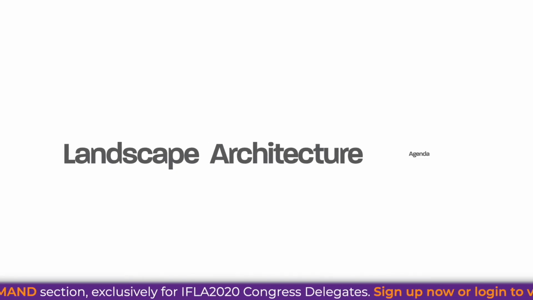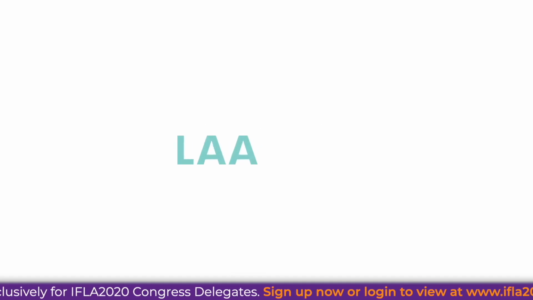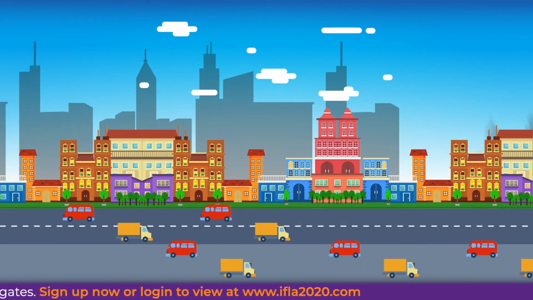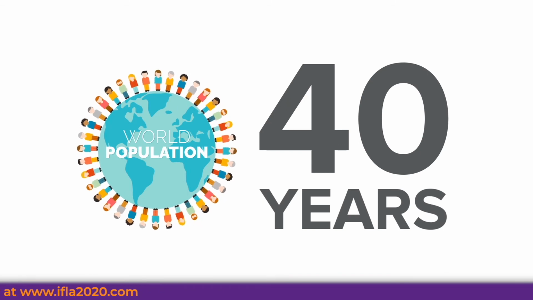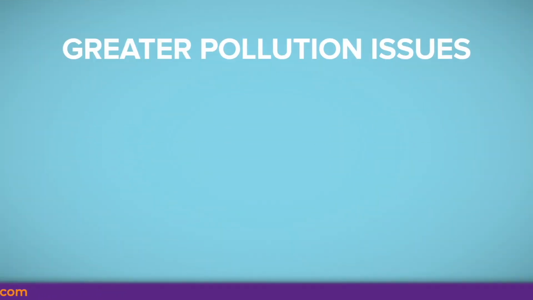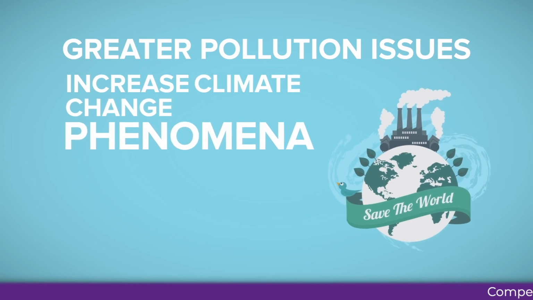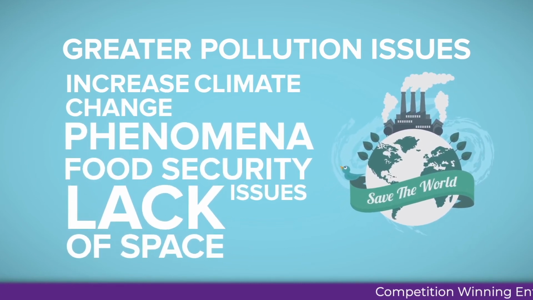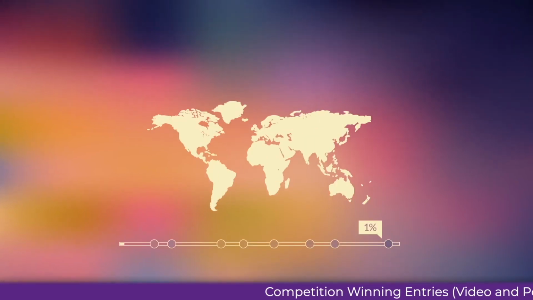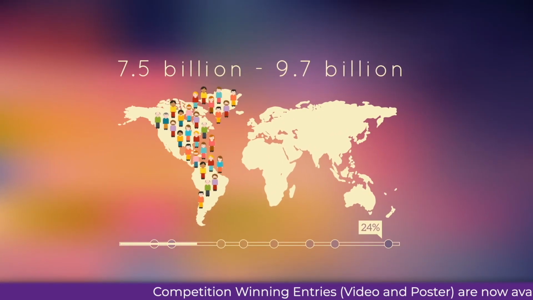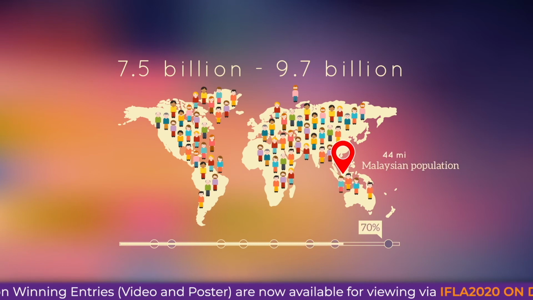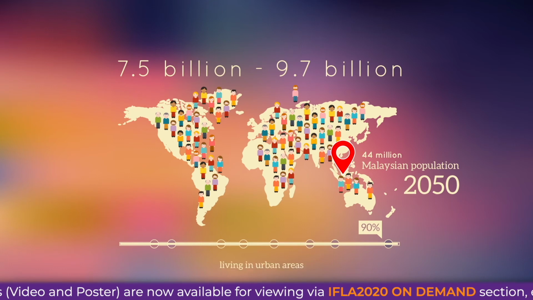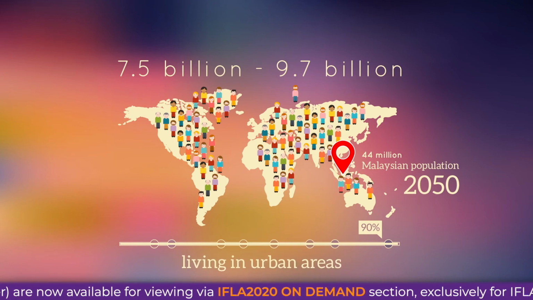Landscape Architecture Agenda 2050, LAA 2050. Issues with massive urbanization and increase in the world population projected for the next 40 years, it is believed that there will be greater pollution issues, increased climate change phenomena, food security issues, and lack of space. Studies show the world population will increase to 9.7 billion from the current 7.5 billion, whilst the projected Malaysian population will reach 44 million by 2050, with more than 90% living in urban areas.